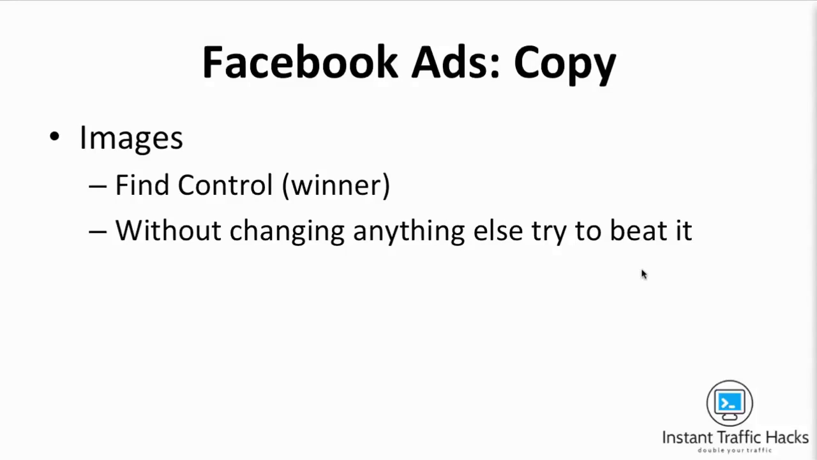And then what you're going to do is take that winner and try to beat it. So then you're going to put up a bunch of other ads, so three more. Again, you don't need to go crazy, but without changing anything else on the ad, don't change the audience, don't change the copy or anything else, try to beat that one image. And if you can, that's your new winner, right? And that's how you're going to cycle through to optimize your images.